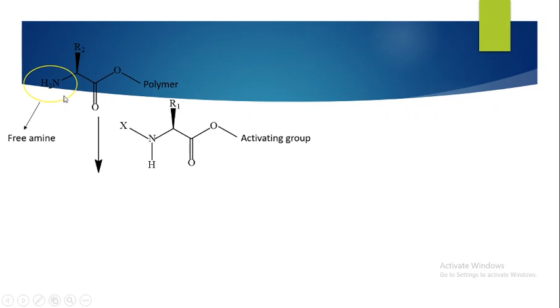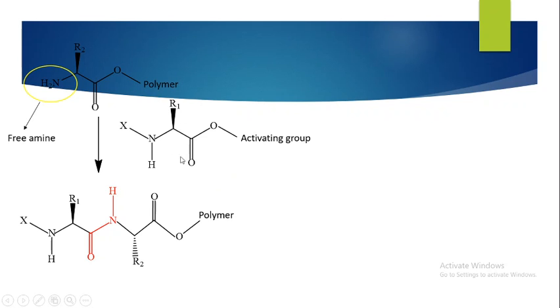This is a free amine and here it is a polymer. When it reacts with the second amino acid, which is in the protected form, and when these two are coupled we got this type of peptide linkage, where the X is FMOC or BOC. The FMOC or BOC are the protecting groups for this amine, and they repeat the deprotection and coupling.